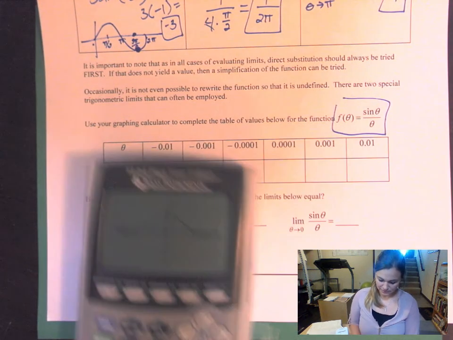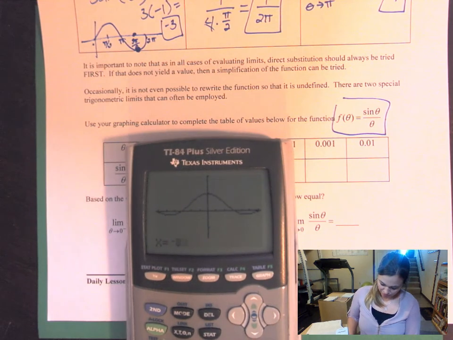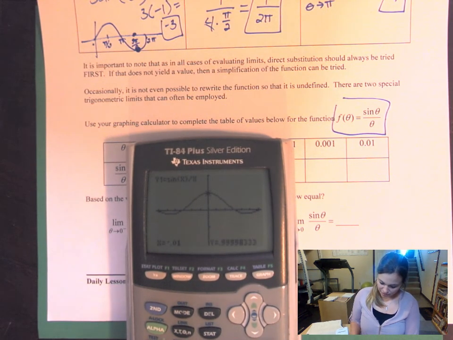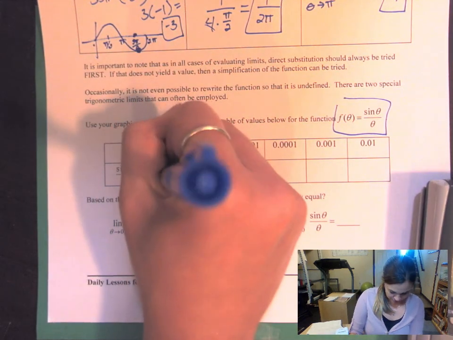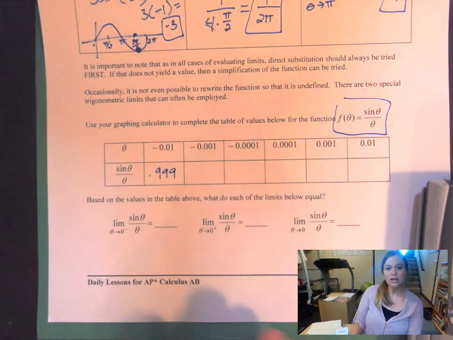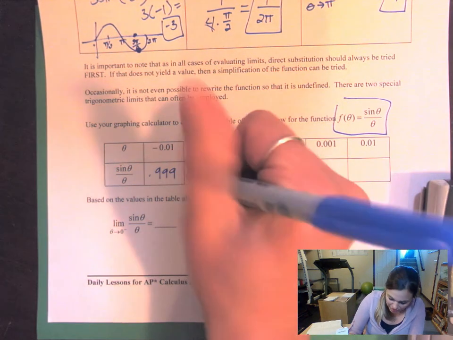So what I want you to see though is if I try putting in all these values, you can use second, calculate value at negative 0.01, and I'll get 0.999. And I could keep going if I wanted to. Try doing that for all the other ones. Second, calculate value, and then find all these. But I'm going to keep going.